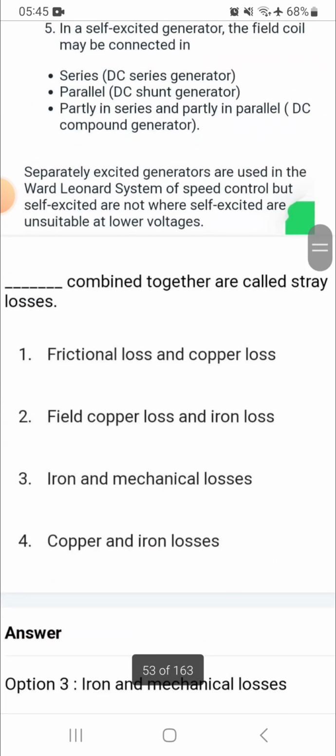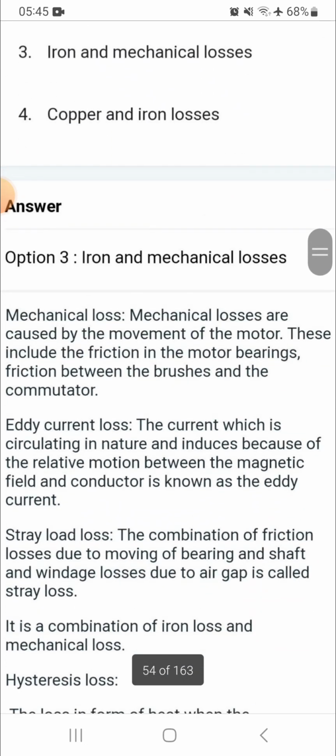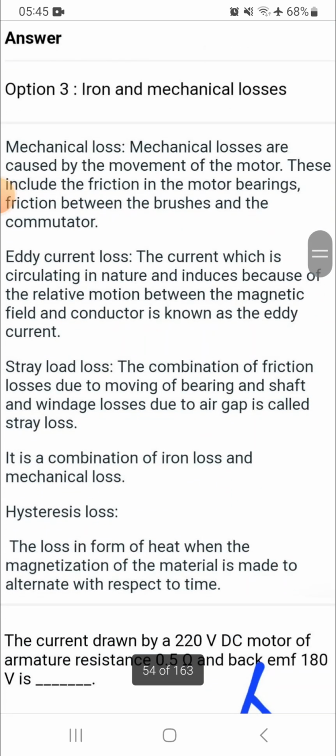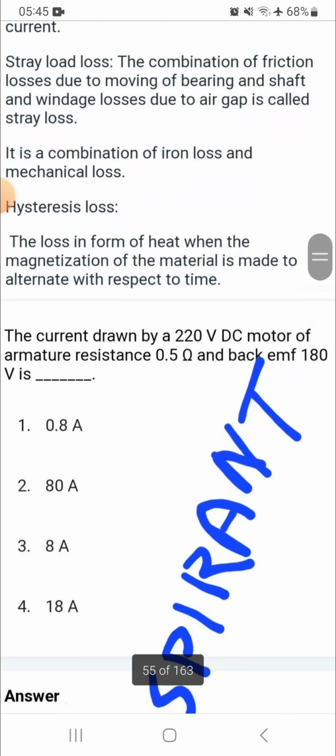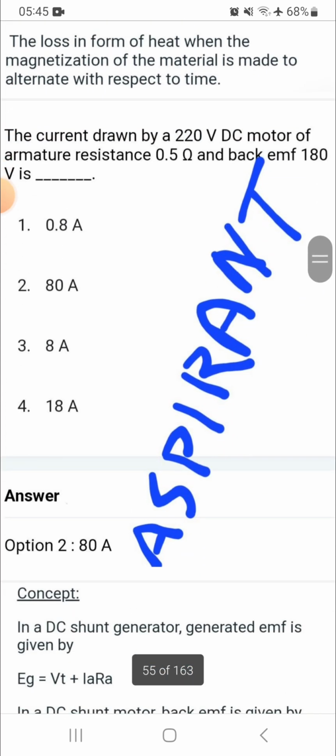Combined together they are called the stray losses. So what is the stray loss? That is option 3: iron and mechanical loss is equal to stray loss. Eddy current loss: the current which is circulating in nature and induced because of the relative motion between the magnetic field and conductor is known as the eddy current. Hysteresis is the loss in the form of heat when the magnetism of the material is made to alternate with respect to time.